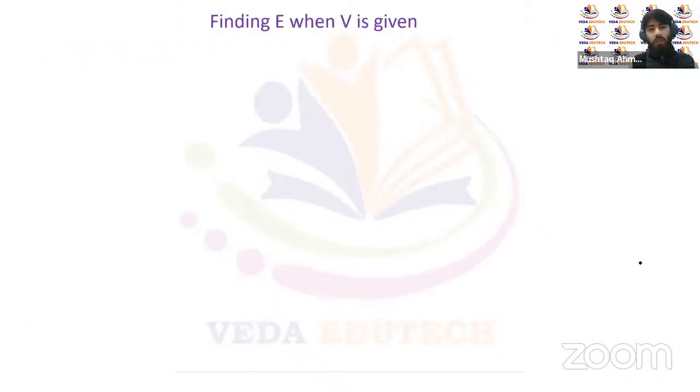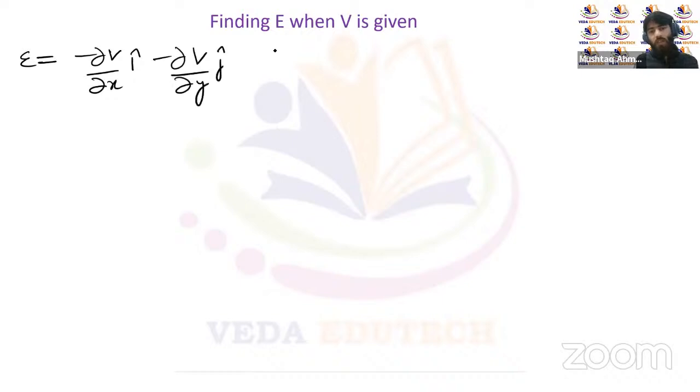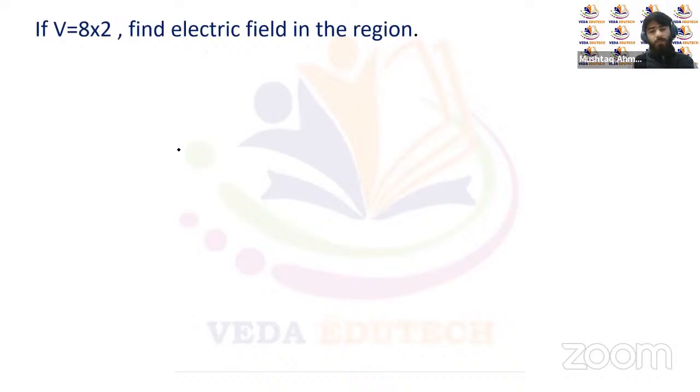So let's try to apply this concept in finding the electric field vector. We know this electric field vector will be minus del V upon del x i cap, minus del V upon del y j cap, minus del V upon del z k cap. Let's apply this on one problem. We have been given a potential as a function of x, that's 8x square, and we have to find the electric field in the region.